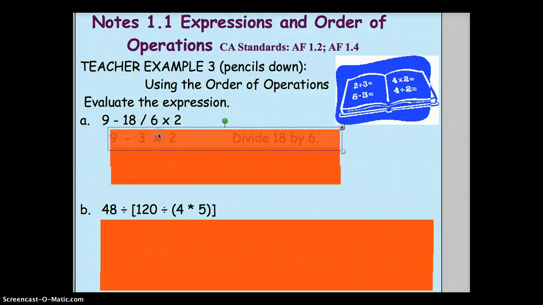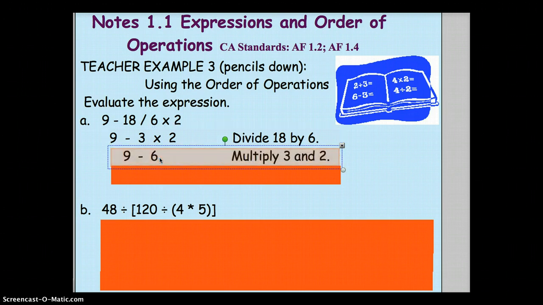So we take a look at problem A here, and we're going to start by doing that division. 18 divided by 6 is 3. Next, we see our choices are subtraction or multiplication. And of course, we're going to multiply next. 3 times 2. And finally, we can subtract.